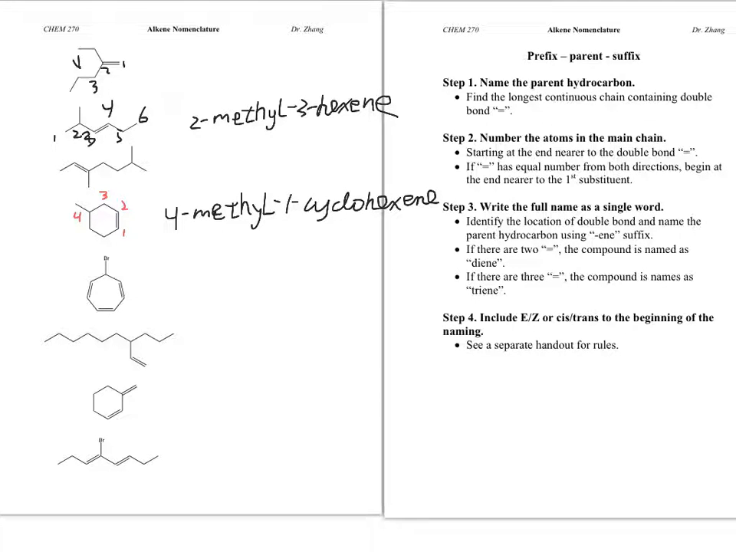And if you have more than 1 double bond, with 2 double bonds, you're going to name your compound as a diene. With 3 double bonds, you're going to name your compound as a triene. And with 4, it's going to be a tetraene, and so on. And here is an example. In this molecule, you have 2 double bonds, okay?